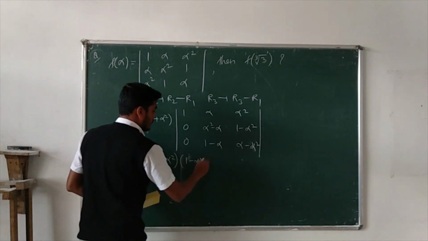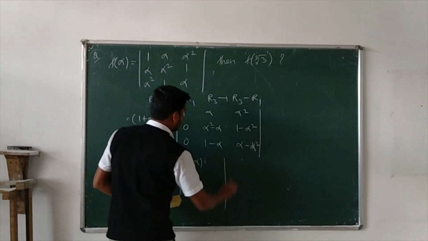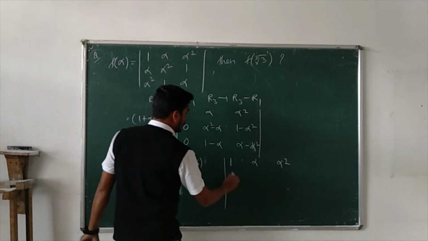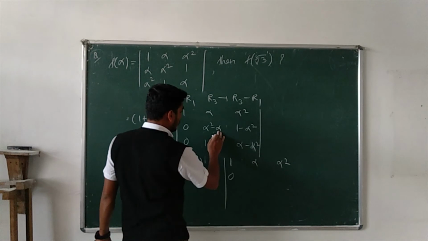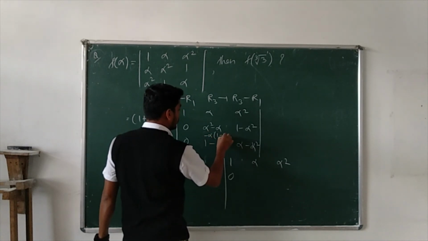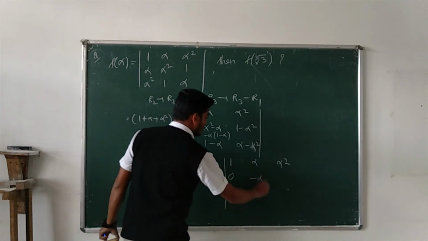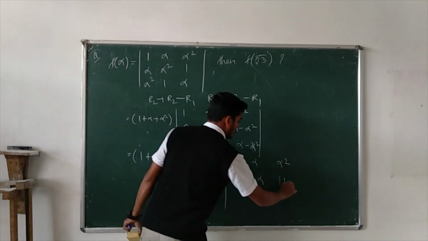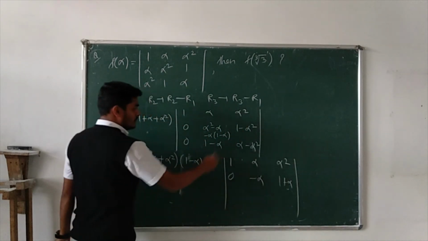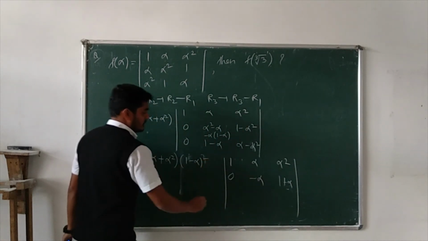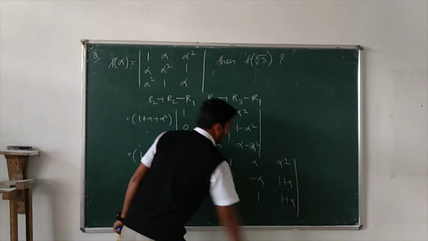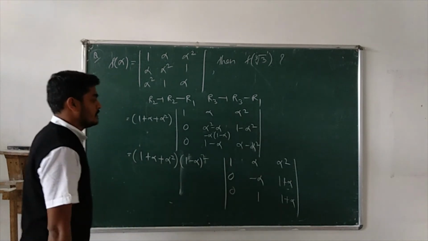1 minus alpha. So what is the term? 1, alpha square. Then 0. 1 minus alpha means 1. Suppose if we take alpha common, minus alpha common, then 1 minus alpha will remain. So it will be minus alpha. And 1 minus alpha, so it will be 1 plus alpha. Here also from the next one, 1 minus alpha will be there. So 0, 1 plus alpha. Oh, sorry, alpha will be there.